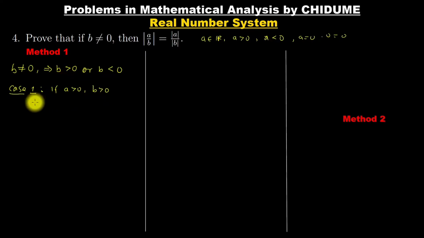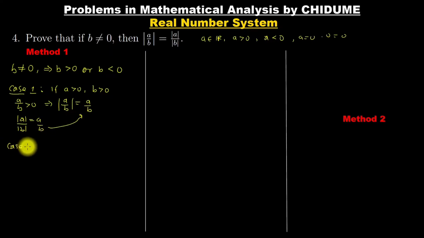So if a is positive, what does that mean? That means a divided by b is going to be positive, which implies that the absolute value of a over b is going to be a over b. And if a is positive, the absolute value of a is going to be a, and the absolute value of b also is going to be b. So that means this is true.